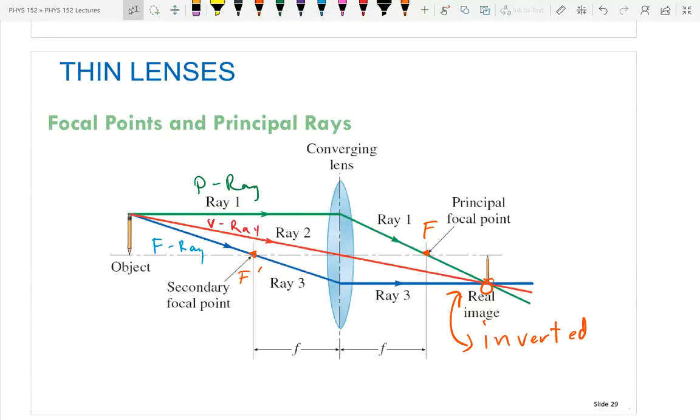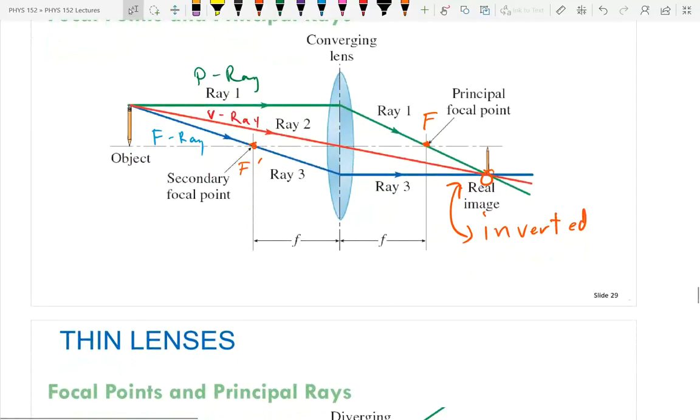So that is an example of how you construct where the image is with a ray diagram. What you're going to have to do on the test will be something with an object that might be closer than the focal length or farther than the focal length. And it could have a converging or diverging lens or a converging or diverging mirror. So there are four options for the lens and mirror, and then there are two options for the position. So that's a total of eight different options that you would have. This is only one of them.